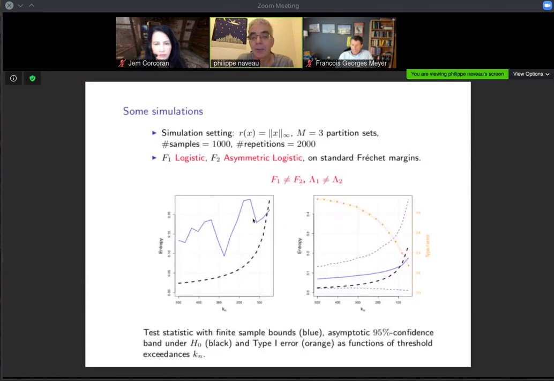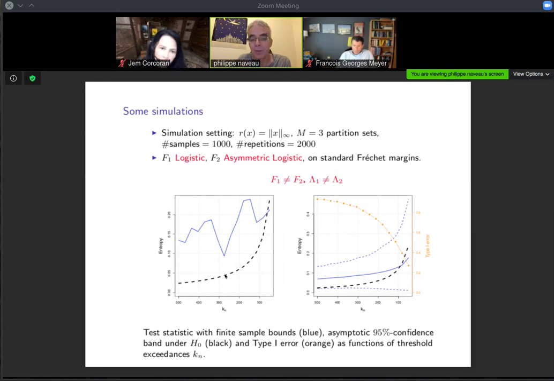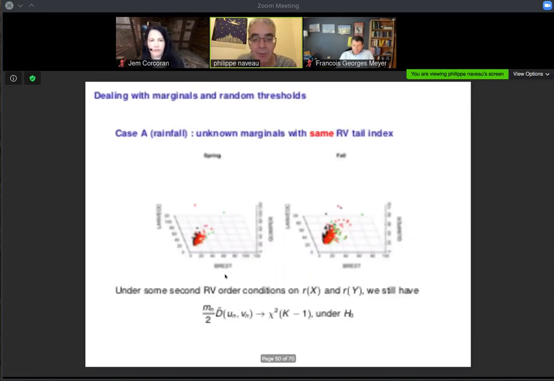And if I take a case where we have two different multivariate distributions, which are different in the bulk of the distribution, but also in the tail, then you can see now we are above the black line. So basically, from the few simulations we did, it looks nice.